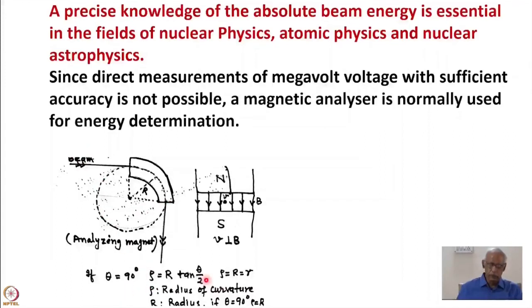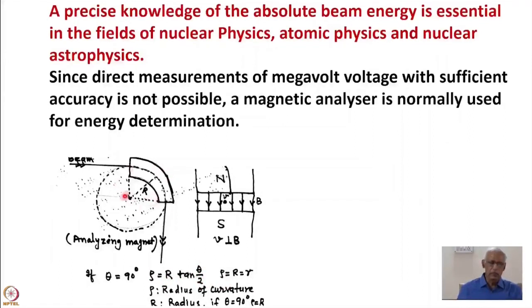Now, just to give you an idea of the order of things here: if this sector is cut from a circle, you will see that the beam is bent by 90 degrees. So that means theta is 90 degrees, and this is the theta. Suppose R is the radius of the circle from which this magnet comes. Then the general expression for the radius of curvature rho is R times tan(theta/2).